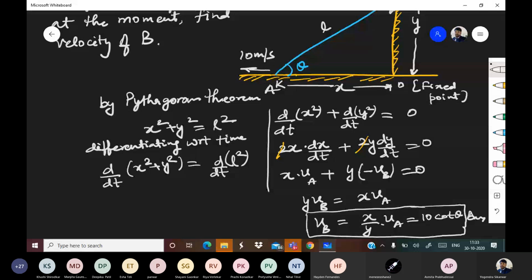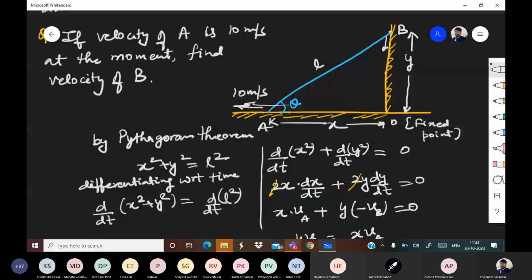Sir, how do you know that B is decreasing? If you pull this ladder, this point will come down or not? If point A is going away, the ladder falls or not? Yes, that's why it is decreasing. I am not saying VB is decreasing, I am saying y is decreasing. The height of point B is decreasing, so dy by dt will be negative. Understood, Komal?